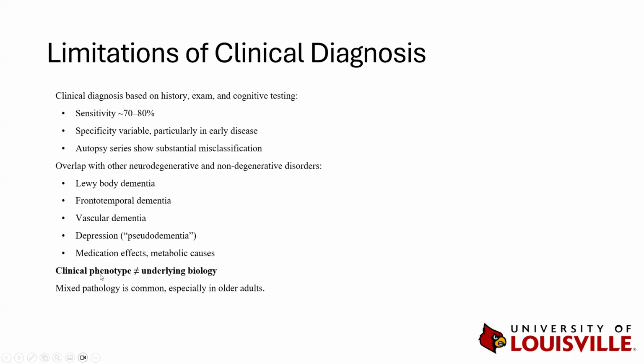Again, the clinical phenotype doesn't always equal the underlying biology. That's why these biomarkers become important. And especially in America, we think mixed pathology is very common, particularly with vascular disease and vascular dementia being very common.